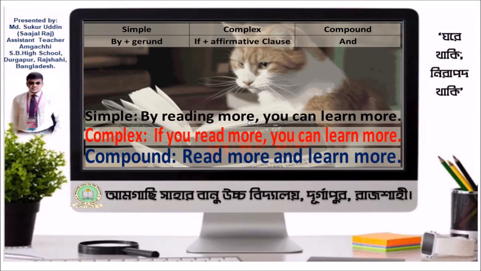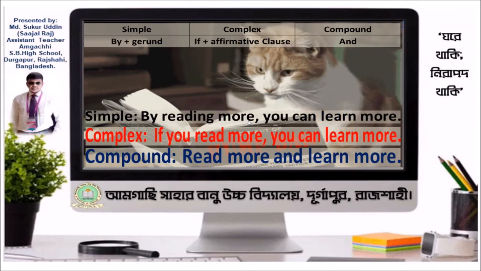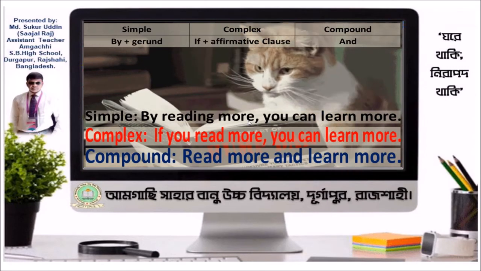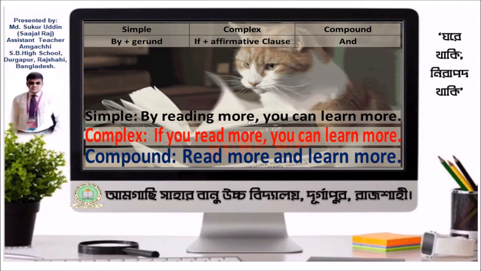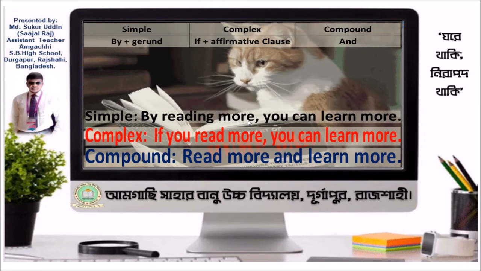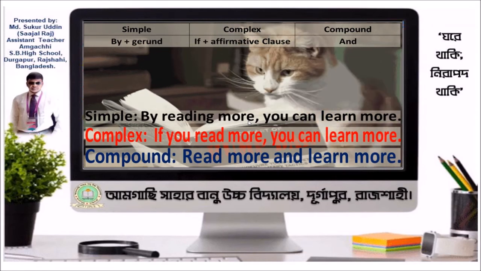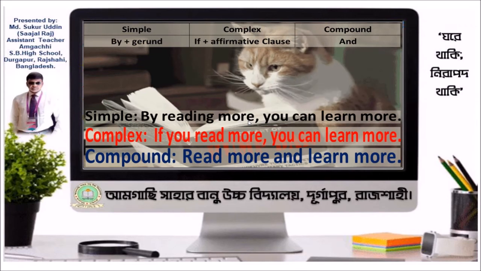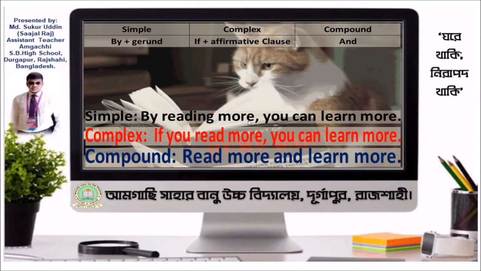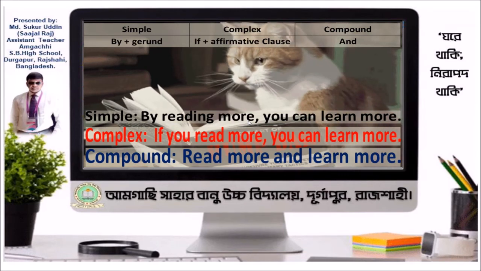Compound: Read more and learn more. Try to understand, this is a slogan also: read more and learn more. Both are principal clauses. "Read more" is an imperative sentence, and "learn more" is also an imperative sentence. And you know that the subject is omitted in an imperative sentence. So there are two principal clauses added by the coordinating conjunction "and".